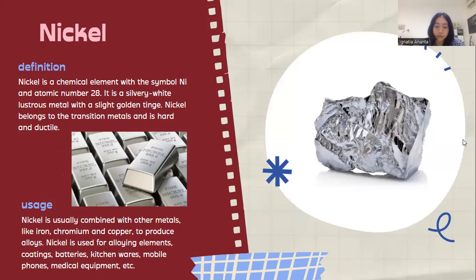Next resources is nickel, which is a chemical element with the symbol Ni and atomic number 28. It is silvery and white metal with a slight golden tinge. Nickel is also hard but ductile. So because it is hard and ductile, it is usually used with other metals like iron or copper to produce alloys. It is used for coating batteries and kitchenwares.